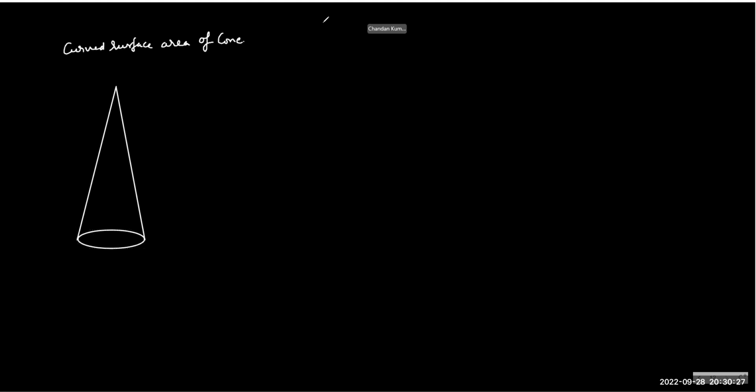So what will they give you? They will give you the radius and the slant length L. Does anyone know the curved surface area of a cone formula? Tell me, guys, if you know. πrL. Excellent. And now this is also a rectangle, a combination of rectangles.